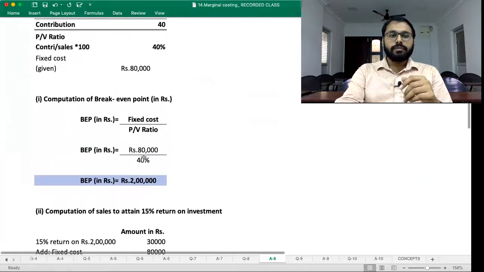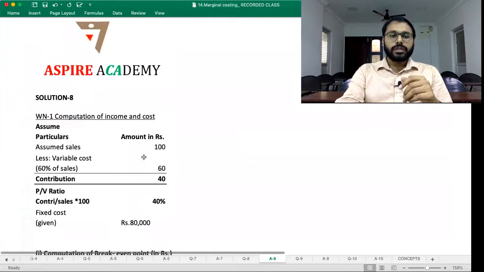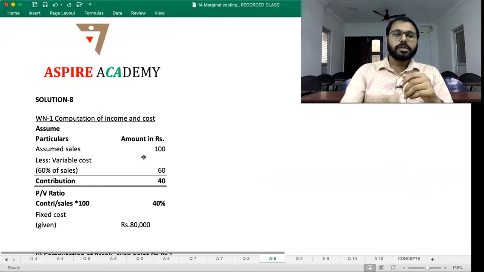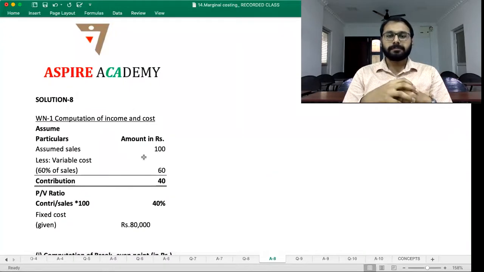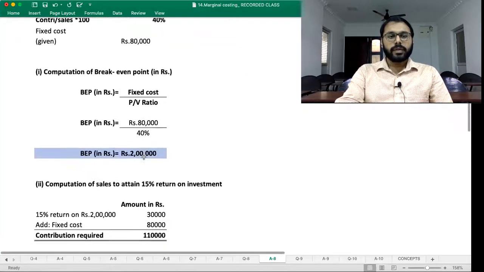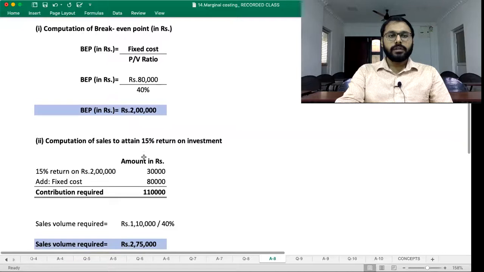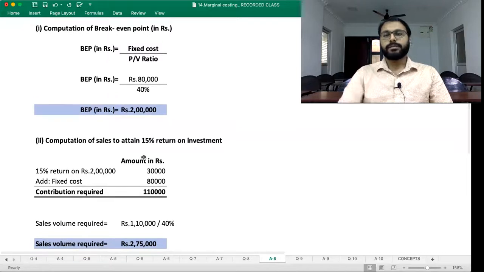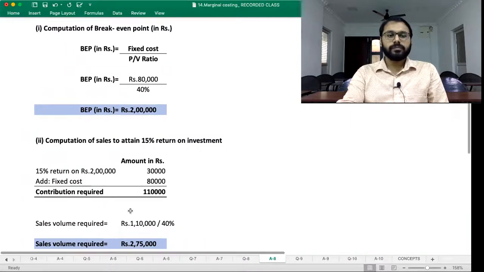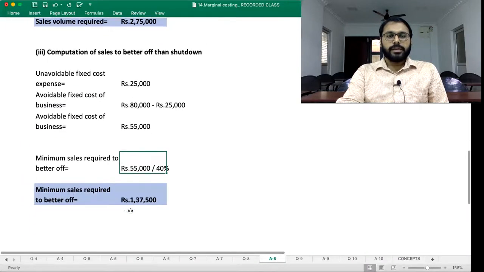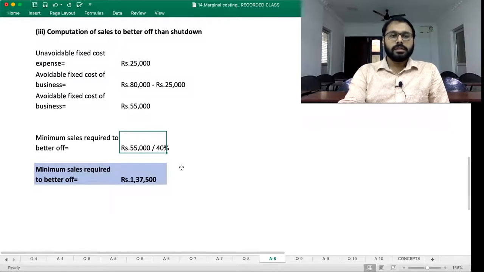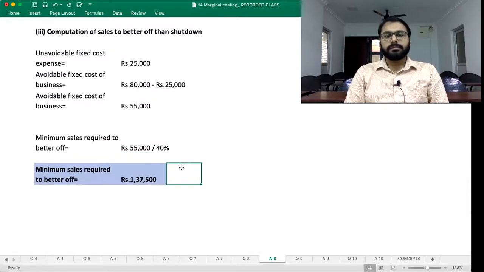Now it's time for you to write down the solution. Please pause here and write down working note number 1. You can pause here and write down the first and second requirement of the question. And you can pause here and write down the third requirement of the question.